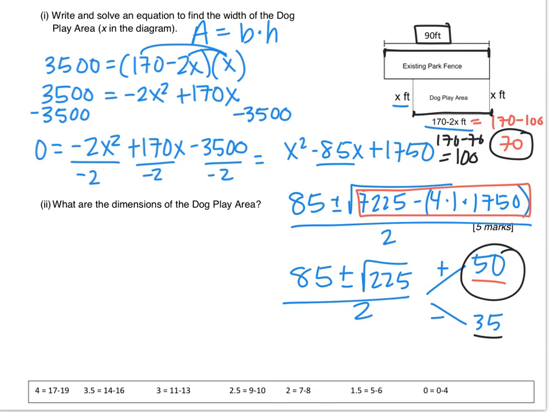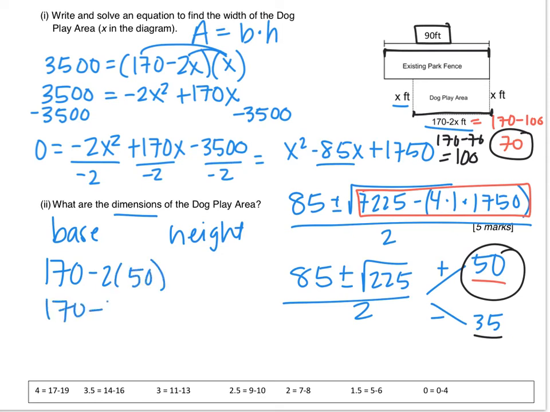So now, what are the dimensions? That just means what is the base and what is the height of the play area. Well, the base, like we said, if we plug in our x, we get 170 minus 100, which is 70. Our height is just our x. So our dimensions, we would say, are 50 by 70.